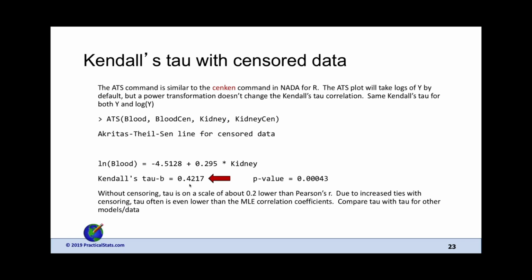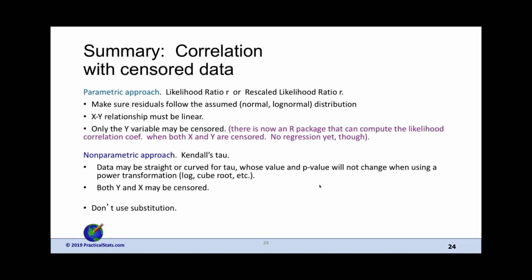So you wouldn't compare Kendall's tau to Pearson's R. This is 0.4 and Pearson's R was 0.87, or the likelihood R is 0.87, but that doesn't mean this is a worse correlation coefficient. It's just on a different scale. And you can certainly compare this Kendall's tau to another Kendall's tau with a different variable, and if it's lower, then it's not as good of a correlation. If it's higher, then it's a much better correlation. And you get back the test for whether that's significantly different than 0. So all of these things with correlation have been done without putting in any number for the non-detects.